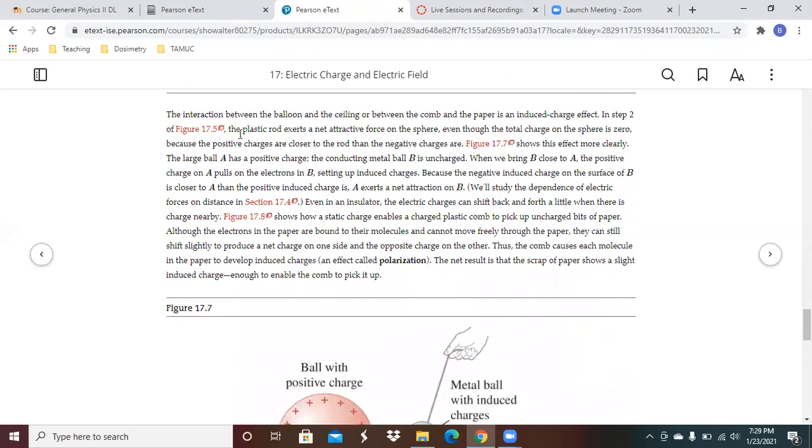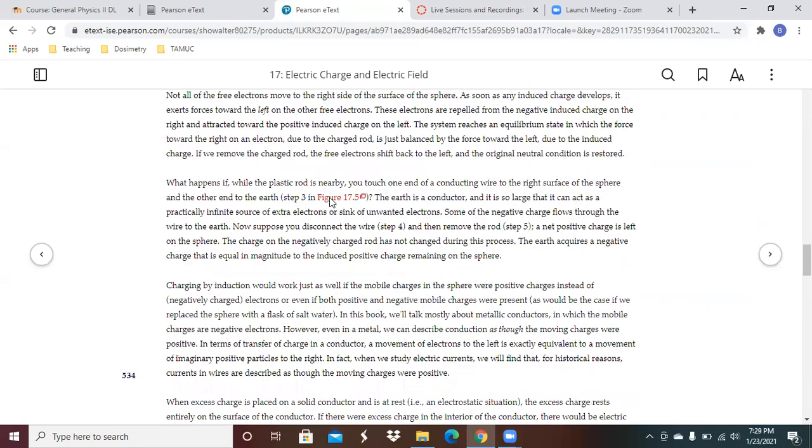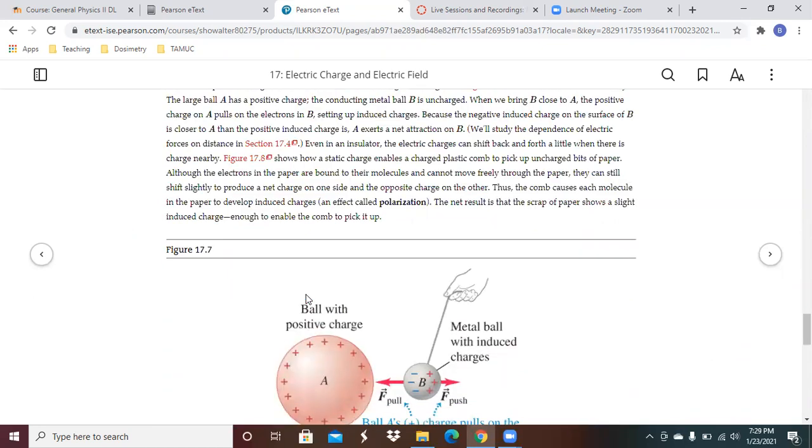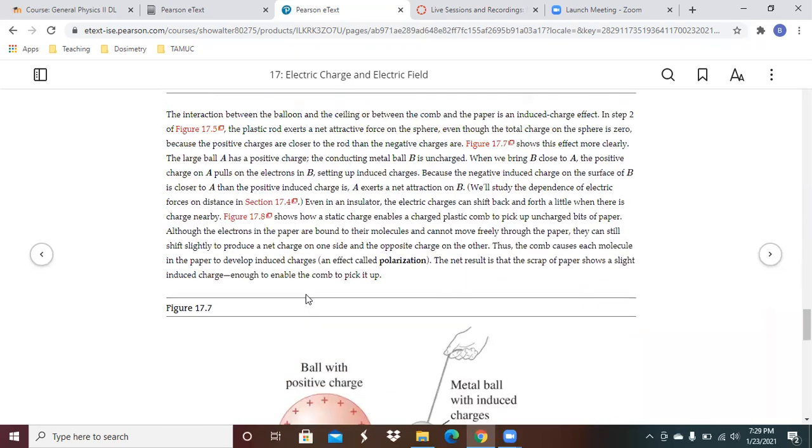This is because the interaction between the balloon and the ceiling, or the comb and the paper, is an induced charge effect. So in step 2 of figure 17.5, the plastic rod was exerting an attractive force on the sphere, even though the charge is 0. Remember that? It's a negatively charged rod. It's causing those electrons to move over there, leaving positive charges over here. That's an induced charge.